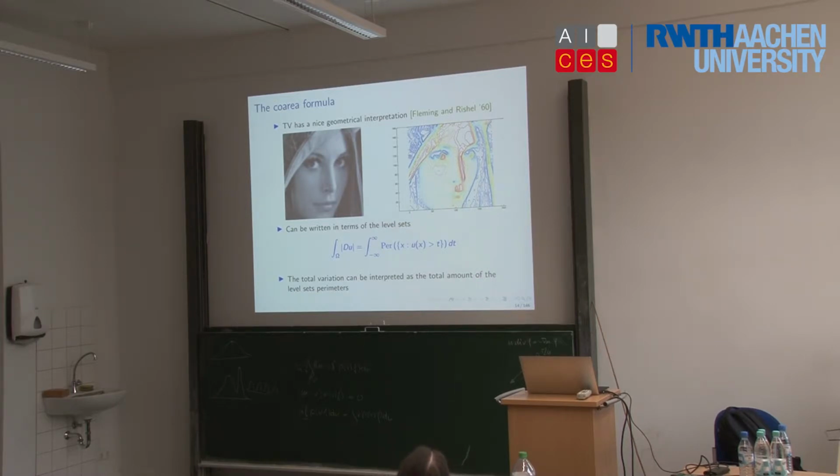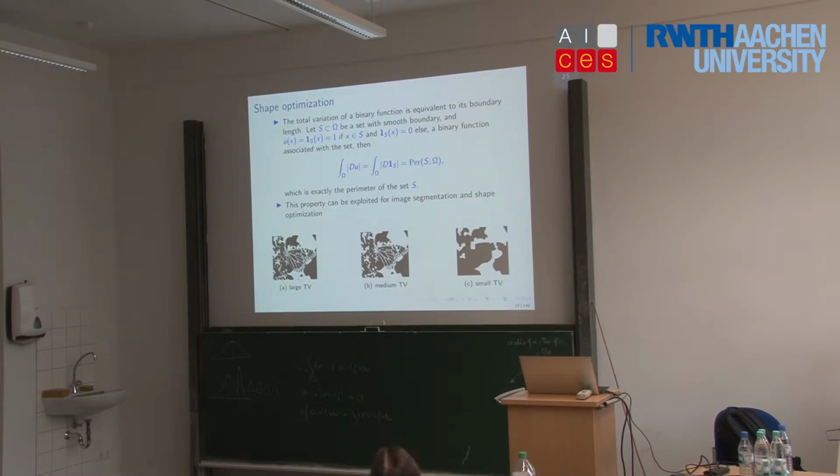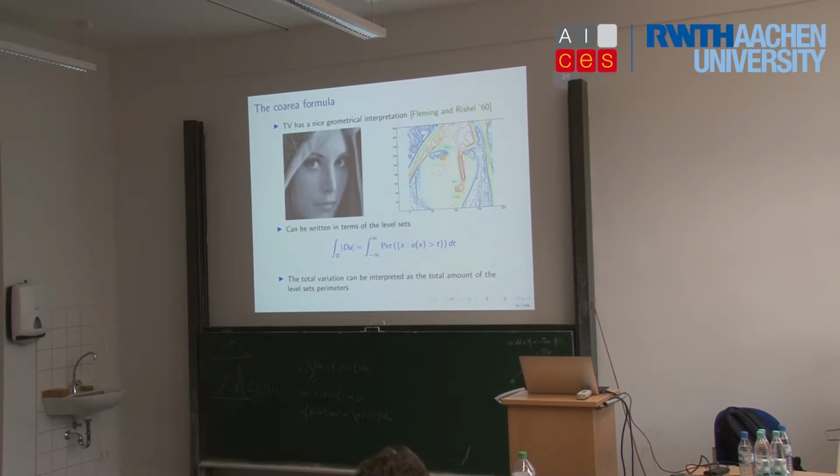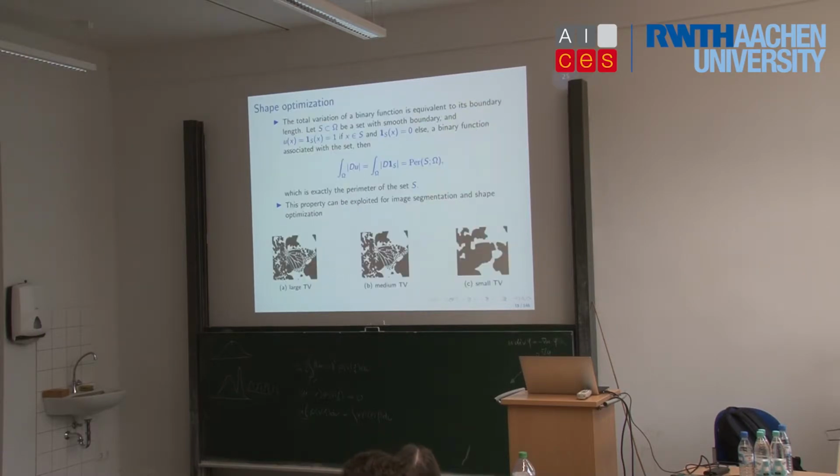So why is this interesting? It is interesting because if I consider images which are just characteristic functions, so binary images, obviously all thresholds between 0 and 1 will give you exactly the same level sets. So it means that the total variation on binary images is nothing else than the length of the boundary of the set that is described by this binary image. So by minimizing the total variation, I can minimize the length of the boundary of this set that is described in this image here.